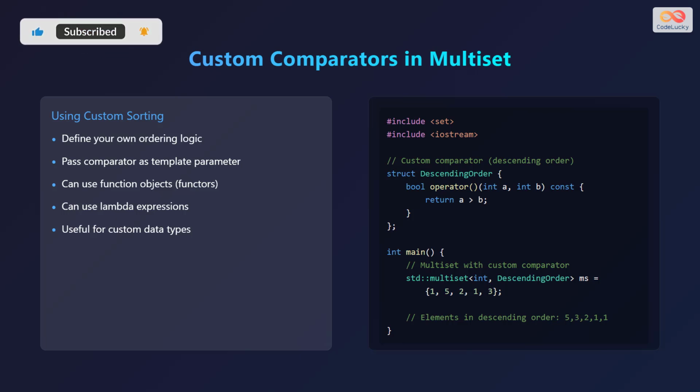In this example, we define a custom comparator named descending_order, which sorts integers in descending order. In the main function, we create a multiset of integers using the descending_order comparator. When elements are inserted into this multiset, they will be sorted according to the custom comparator.